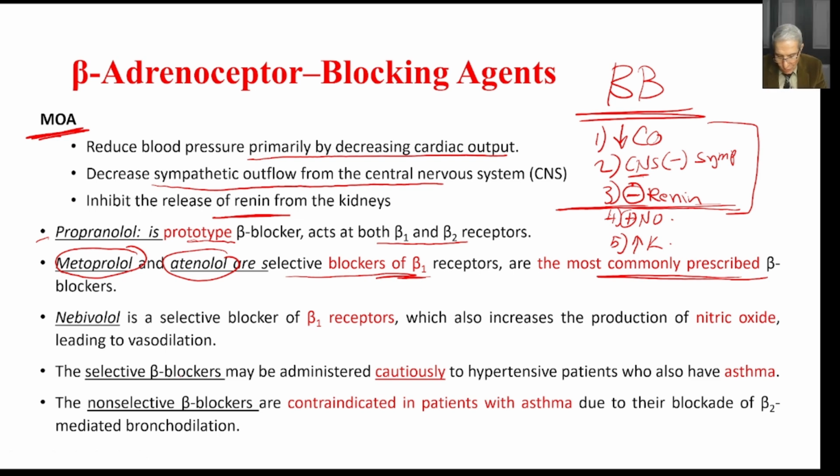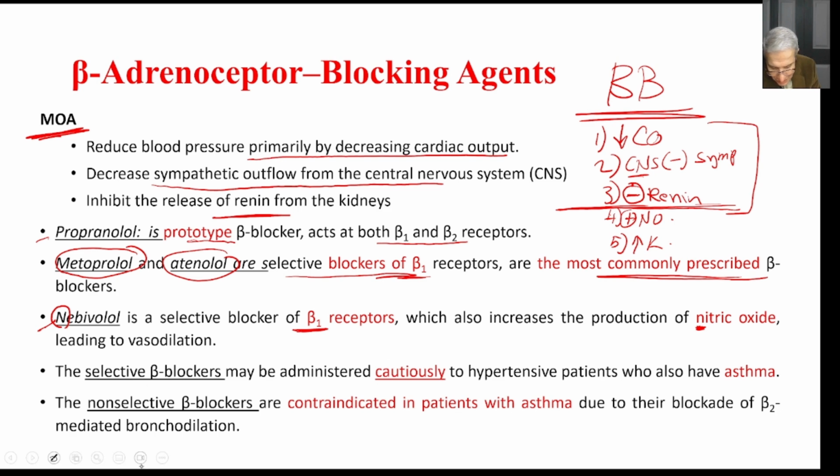Okay, moving to nebivolol. Nebivolol is a selective beta 1 receptor blocker, and they found this beta blocker increases production of nitric oxide. I like this medication. If you would like to remember it, nebivolol starts with N, and this medication increases nitric oxide, which starts with N. So which of these beta blockers increases release of nitric oxide? Nebivolol.